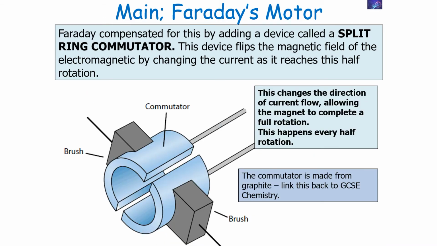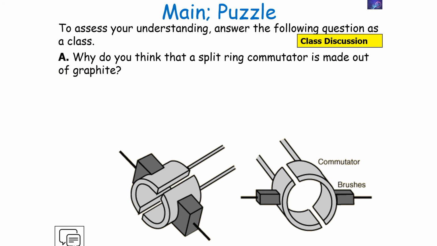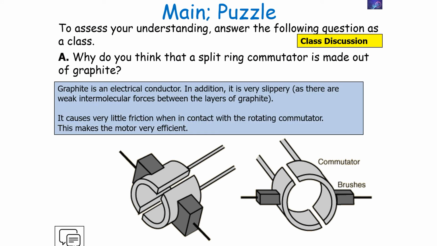So Faraday compensated by adding a split ring commutator into our motor. This changes the direction of current flow, allowing the magnet to complete a full rotation, and this change of direction of current flow happens every half a rotation. A split ring commutator is made out of graphite. That's because graphite is an electrical conductor, and in addition it's very slippery because there are very weak intermolecular forces of attraction between the different layers of graphite. So it causes very little friction when in contact with the rotating commutator, and therefore less energy is dissipated to the internal energy store of the surroundings.